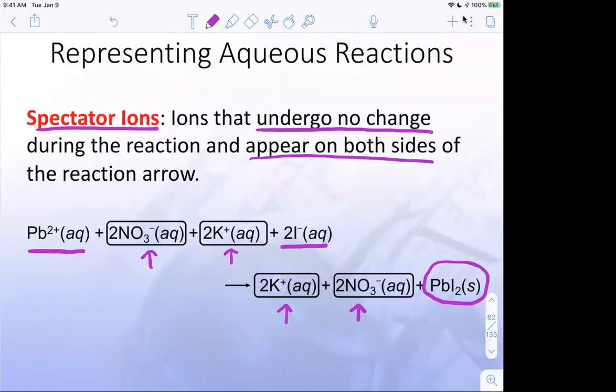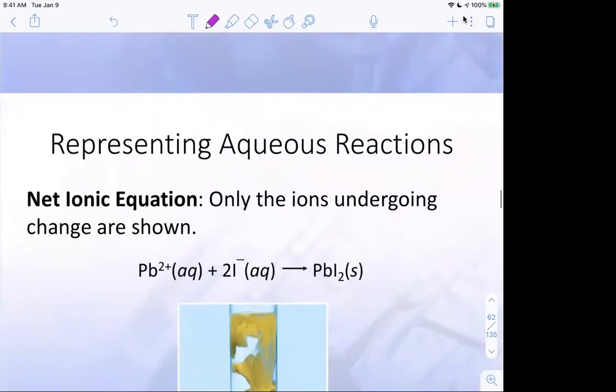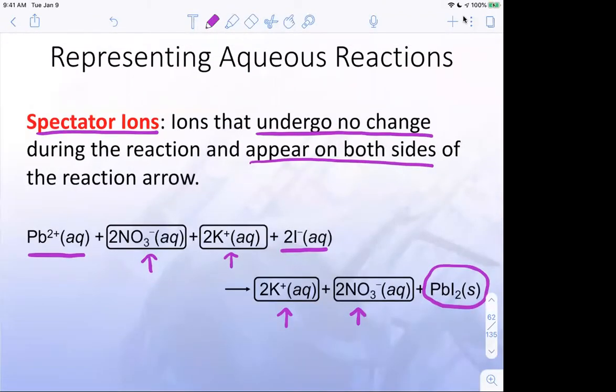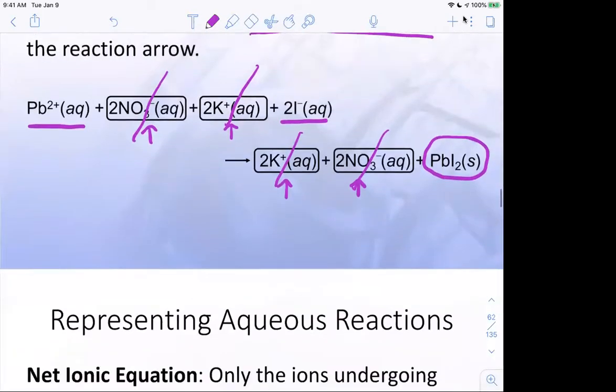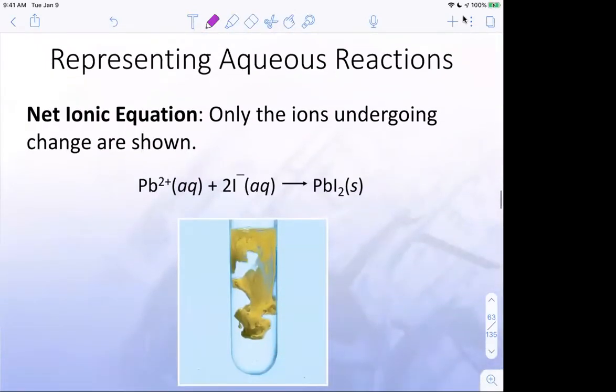But before and after the reaction, I have 2 potassium ions that are unchanged and 2 nitrate ions. So basically, what I'm going to do is characterize these as spectator ions, and they can actually cancel out of the reaction just like we do with an equal sign in a mathematical equation. And what I'm left with is something called the net ionic equation, where I show only the ions that are actually undergoing change.